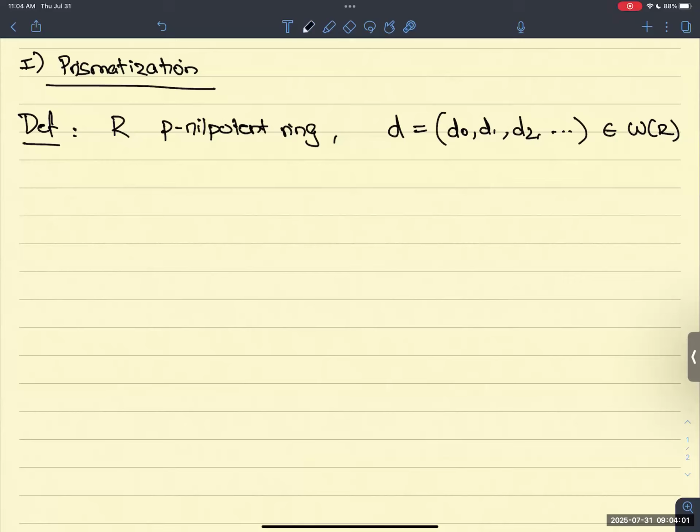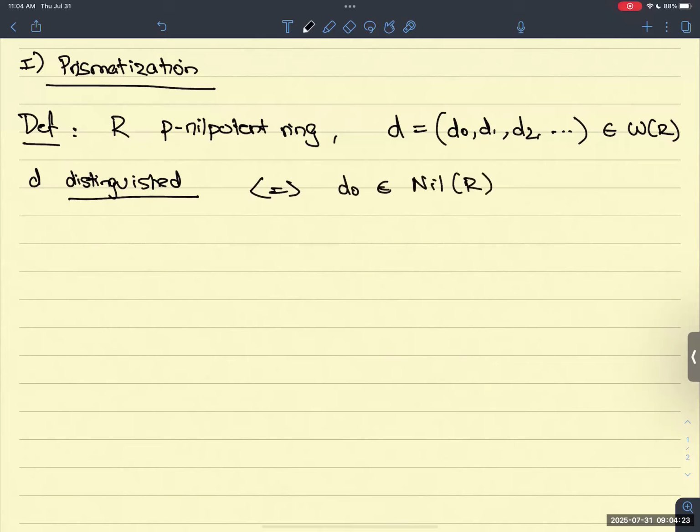And so the first definition is a condition on this element. It's a condition that we essentially saw yesterday in the definition of a perfectoid ring. I just want to isolate it. So I'll say d is distinguished if it satisfies two conditions. And they're simple conditions. So the first element, d0, has to be nilpotent. And the second element, d1, should be a unit.